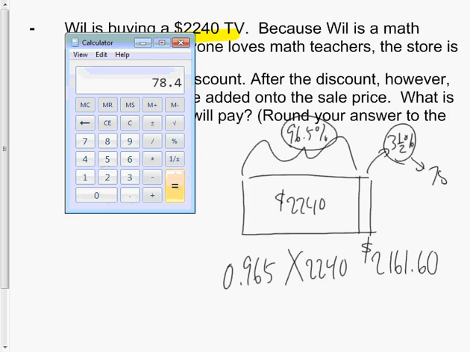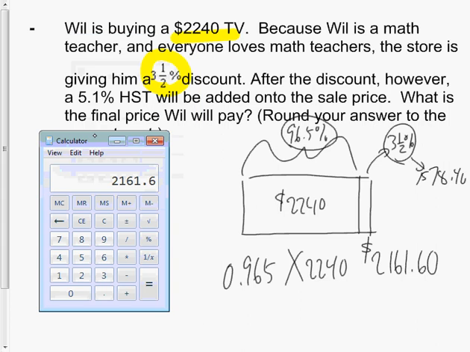Okay? Now, alternatively, you could have found the 3.5% of the 2240, and that would be a discount of $78.40. Take your 2240, and subtract your $78.40, and that would be the same number. Now, to get the tax on top of that, I got to go real quick because the bell's going to go. 5.1%. There it goes.